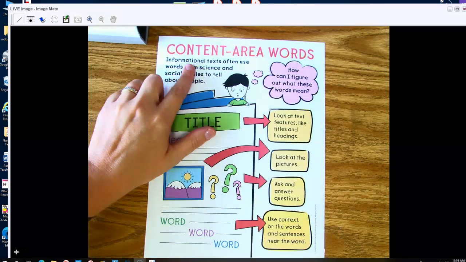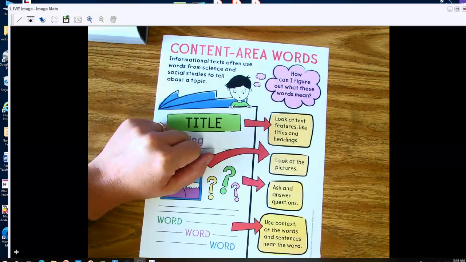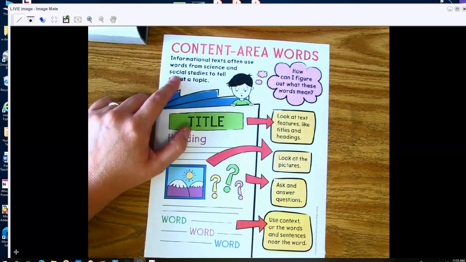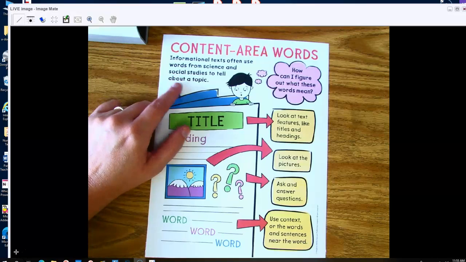So informational text, that's what Many Kinds of Matter is. It's an informational text, a nonfiction text. Often they use words from science and social studies. What do you think these words are from for Many Kinds of Matter? Is it science or social studies? What do you think, Corbin? Science. To tell about a topic.